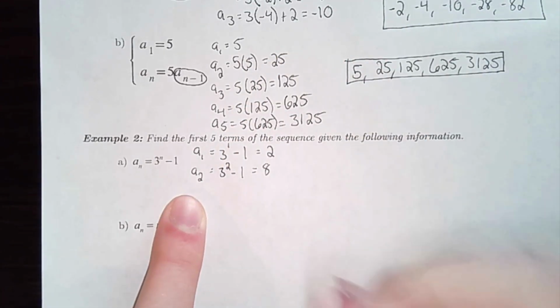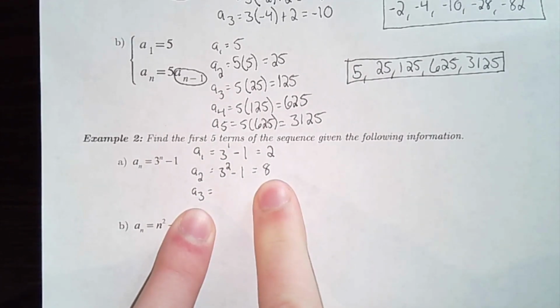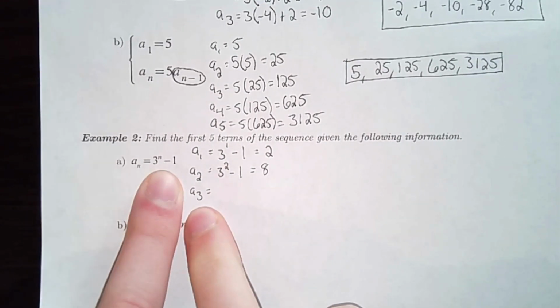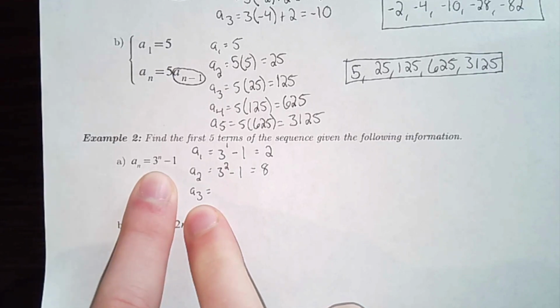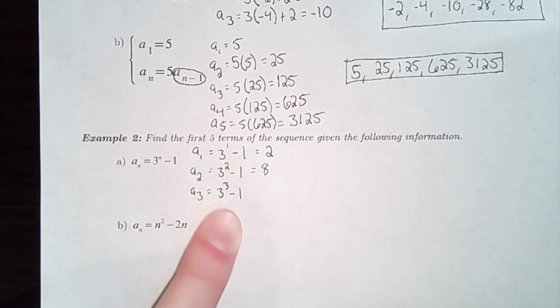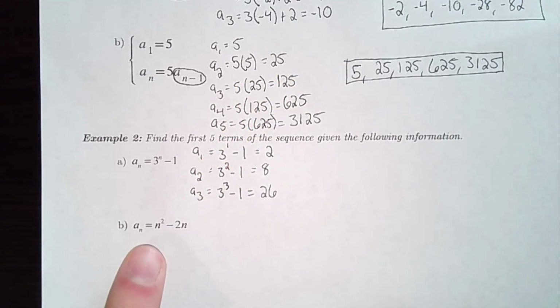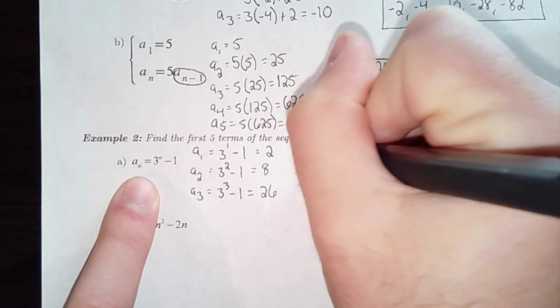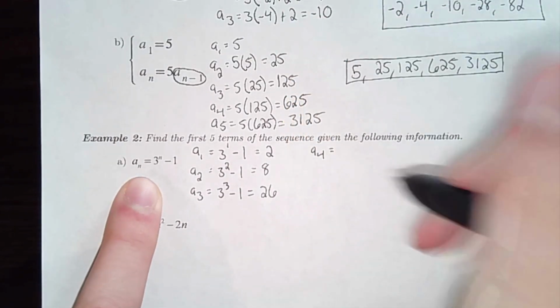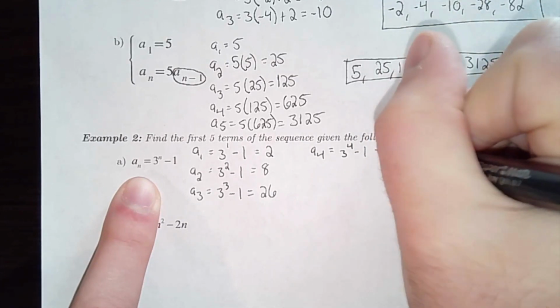Next one is going to be a sub 3. Here's where you're going to really see this. I'm not going to use the 8. I'm going to plug the 3 in for n because that's the value that I'm using for a sub n. So this is going to be 3 to the third. Well, 3 to the third is 27. Minus 1 gives me 26. Next one, I'm going to do a sub 4, which is going to be plugging in the 4. So 3 to the fourth minus 1. 3 to the fourth is 81. Minus 1 gives me 80.